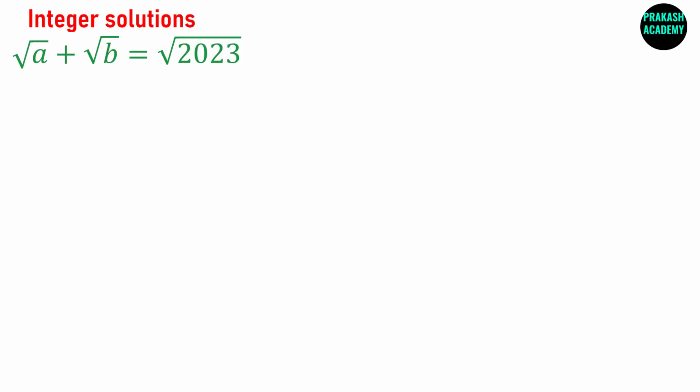This is a beautiful problem. In this problem, you have to find integer solutions. So one equation is given, that is, square root of a plus square root of b is equal to square root of 2023. And then you have to find the integer values of a and b. So how will you do this problem?